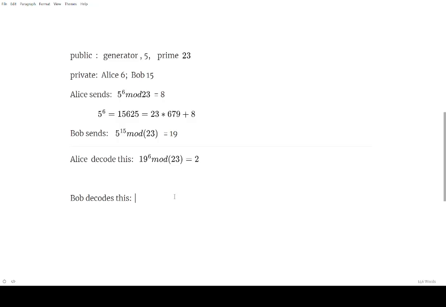Okay, so what does Bob do? Well, he takes the number he's received, which is 8. And he raises that to what power? He raises it to his private key, which is 15. He again mods it by 23. And that, you would not be surprised to hear, also turns out to be 2. So they've got a secret key of 2 now, and they can use that as a way of locking up their message.